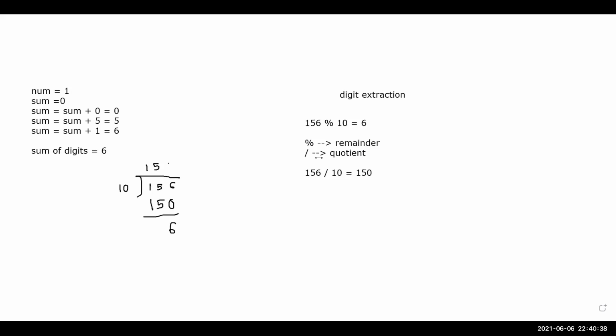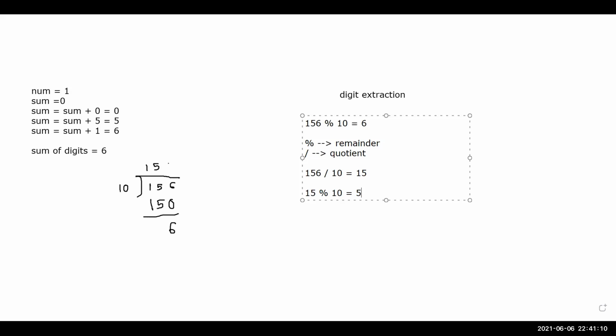So to remove the last digit, we will divide the number by 10 so that the last digit can be removed and we get only 15. Now in the next case, we will again divide 15 by 10 and try to get the remainder. So here we are using the mod operator again and we are getting 5.